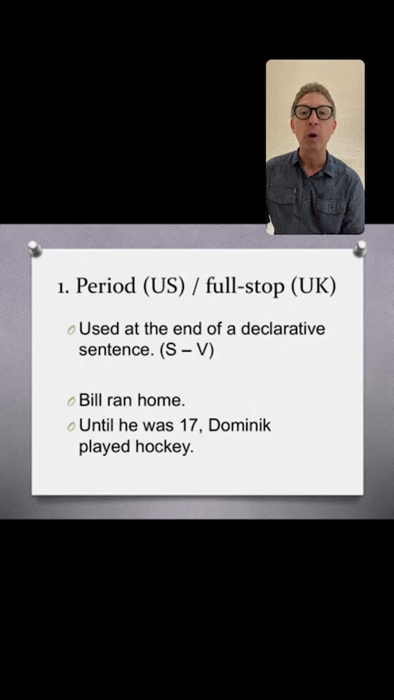Bill ran home. That's a declarative sentence. We have a subject, Bill, verb, ran, and object, home. And so we have the period or full stop at the end. Again, another complete sentence: Until he was 17, Dominic played hockey, full stop.